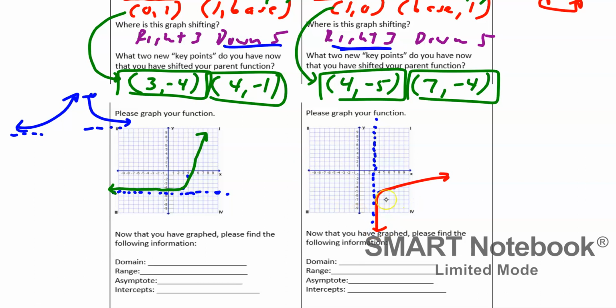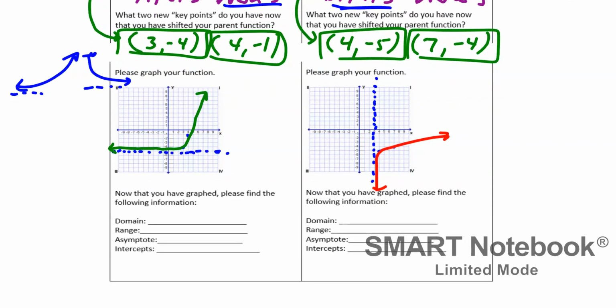So if I took this log graph and put it on top of this exponential graph, these two graphs would reflect over y = x because they're inverses of each other. Now that I have my two graphs, I can answer the following questions.